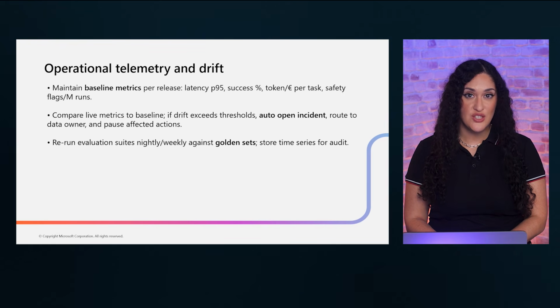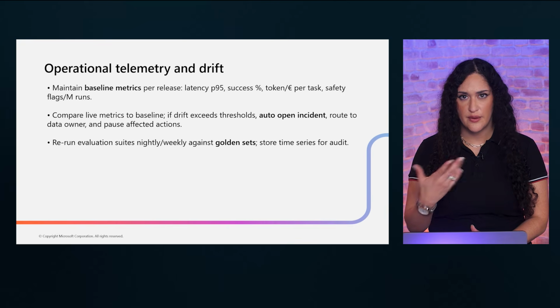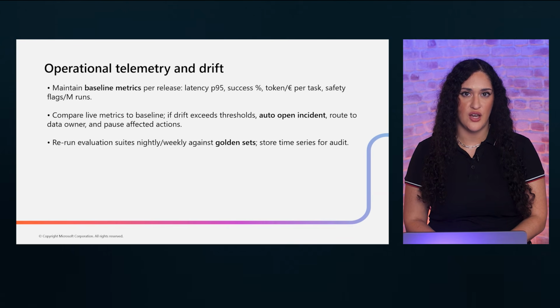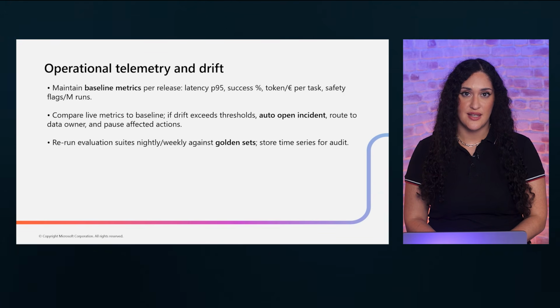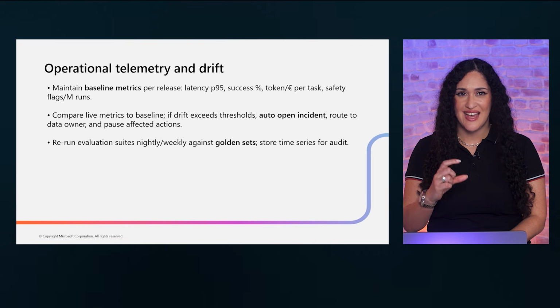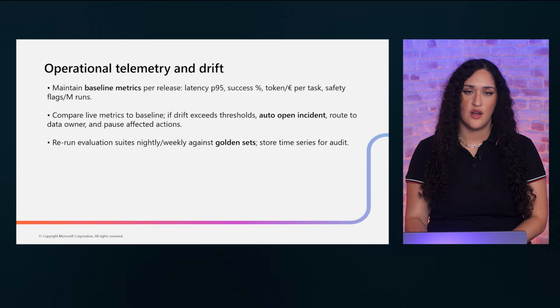If drift exceeds your thresholds, the system should automatically open an incident, route it to the data owner, and pause affected actions. Rerun your evaluation suites nightly or weekly against golden datasets and store the results as time series data for audit. Design these loops to be automatic, not manual.